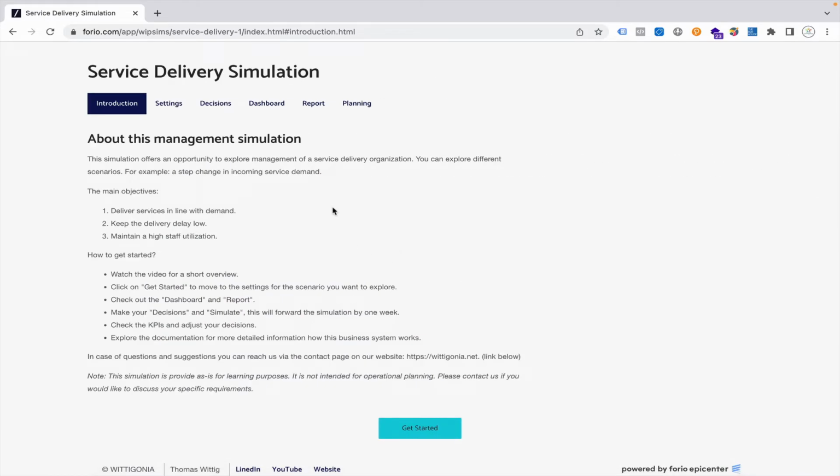So here is a website with the interface, and you see we have different tabs up here. So we will start with the introduction, then go to settings, make some decisions, and check out the other areas as well. Here you will find some general information.